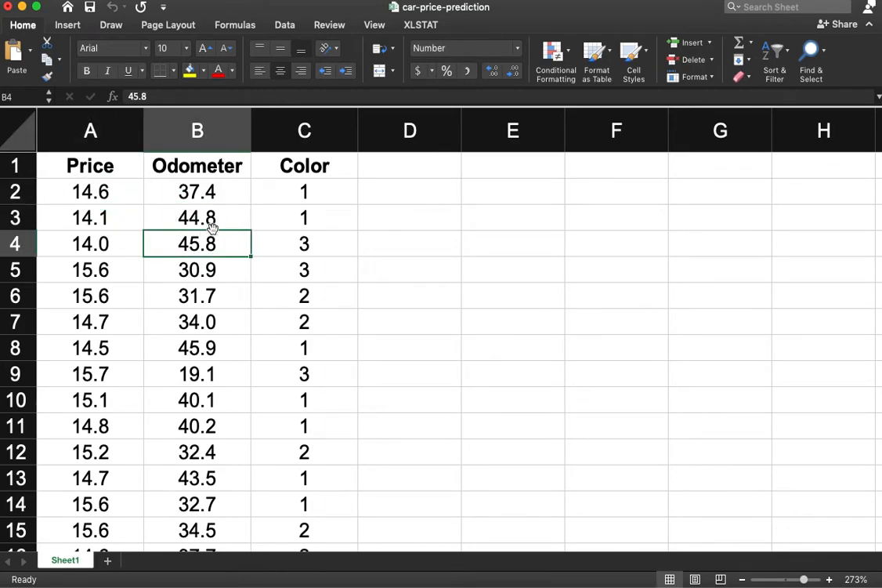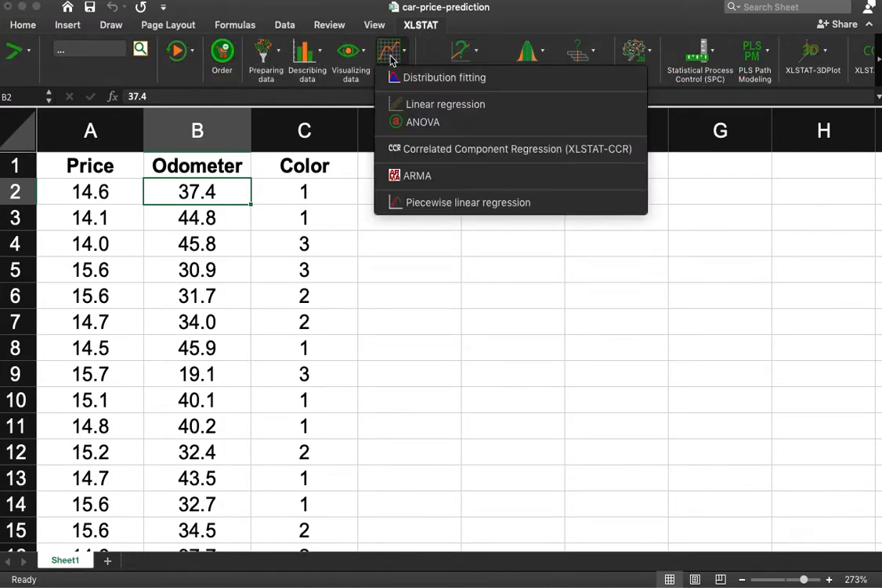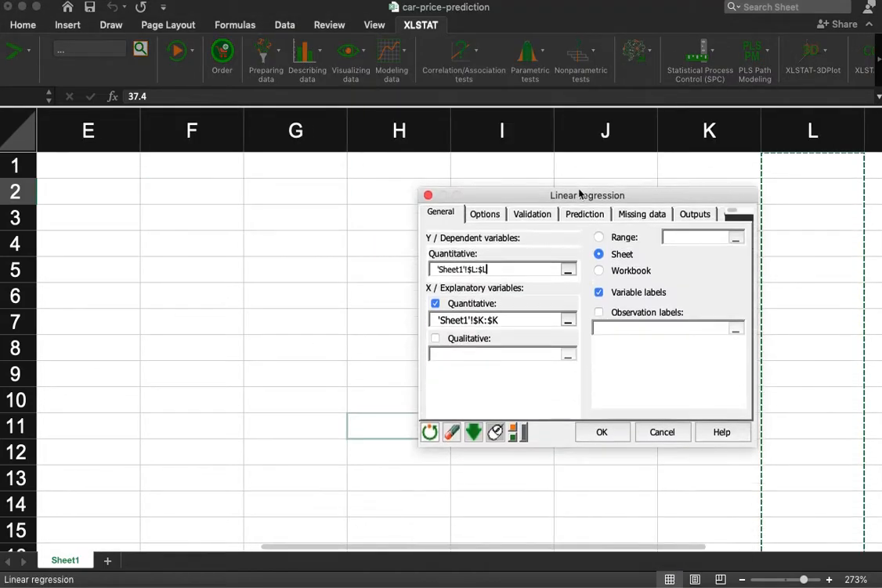All right. What we want to do now is regression between these. So price is what we're trying to predict. That's our y variable, or a dependent variable. And odometer is our independent variable, or our x variable. We will do this with XLSTAT. So I'll click on that, XLSTAT right here. Then modeling data and linear regression. That's going to open up a dialog box.